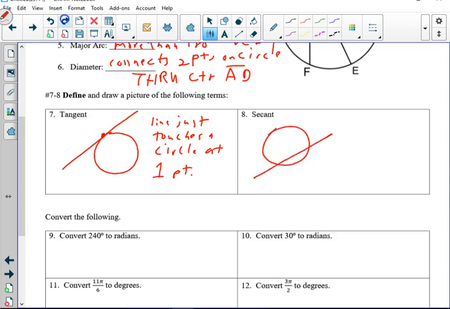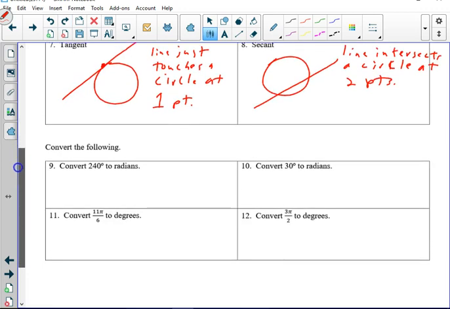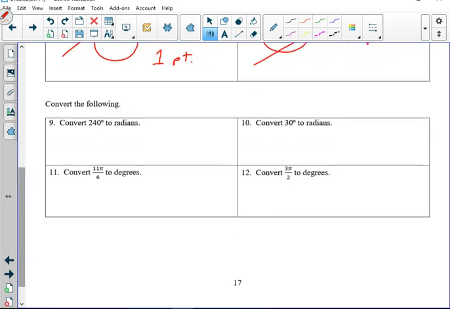Secant is a line that intersects a circle at 2 points. Okay.